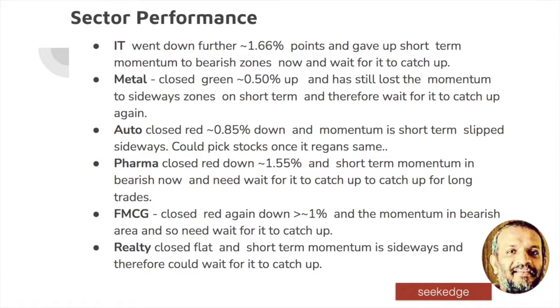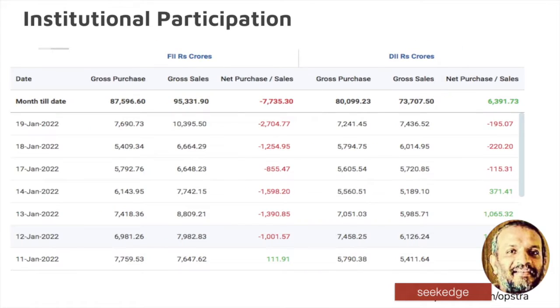We're talking about momentum on the short term daily. Auto is 0.5% down, momentum slipped to sideways. It was bullish yesterday. Auto was the only sector that was bullish yesterday, and that is also gone. Basically, in all of these sectors momentum is lost to sideways, so we'll have to wait. Pharma fell 1.5%, FMCG fell 1%, and realty closed flat. So all of the sectors are showing a bearish signal from the momentum point of view.